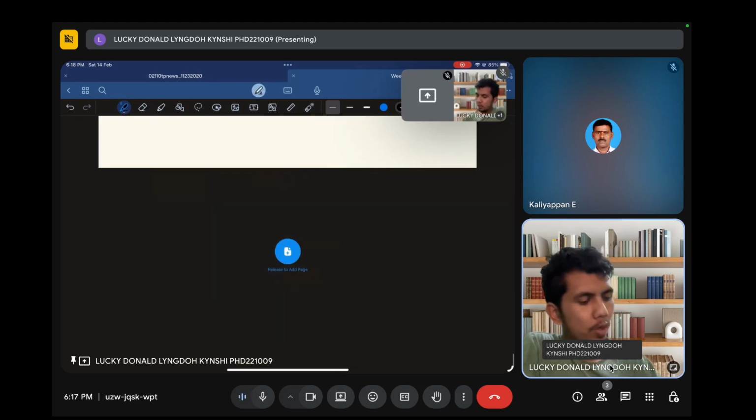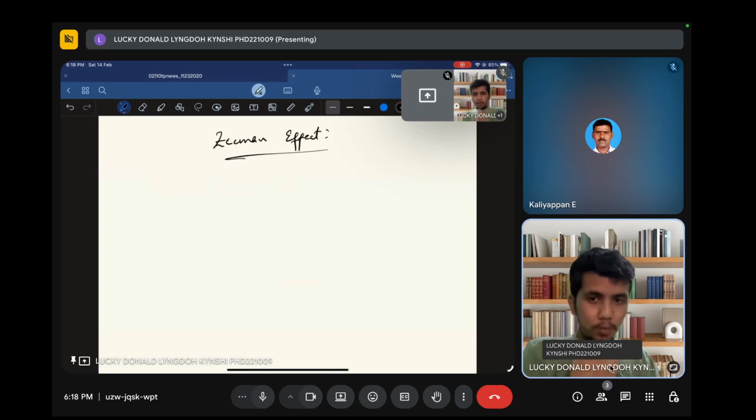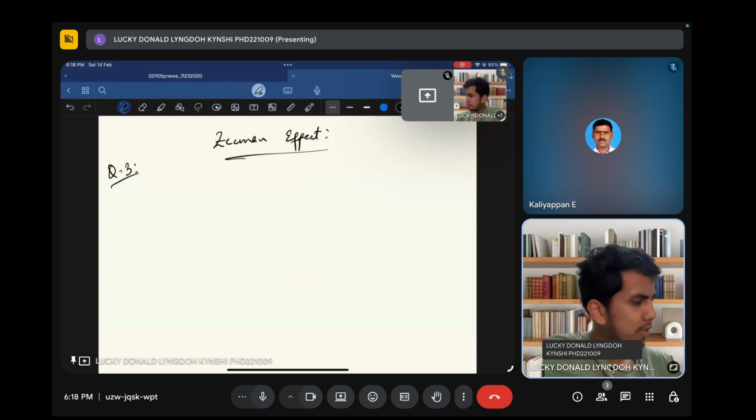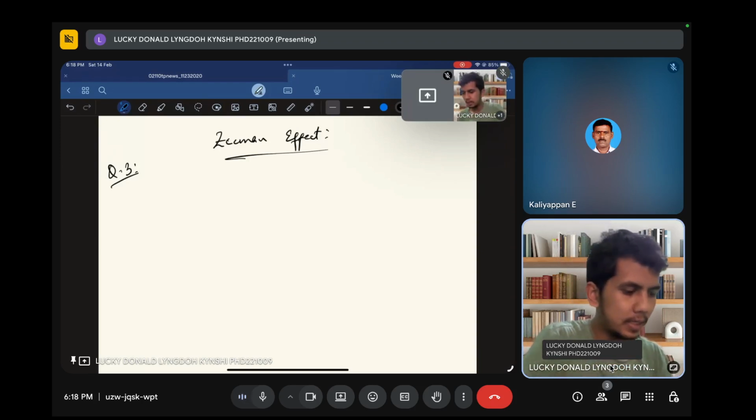Okay, now we will move to a slightly different concept called the Zeeman effect, and this is your question number 3 in your assignment. Okay, this is much more simpler, I think, than whatever you have done.